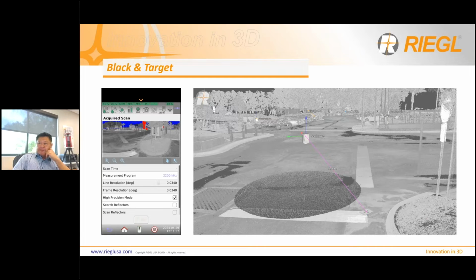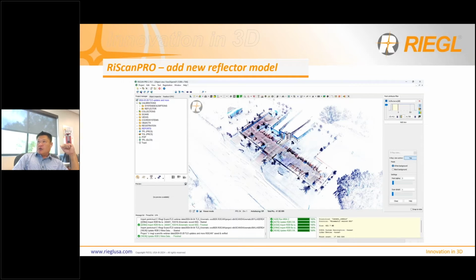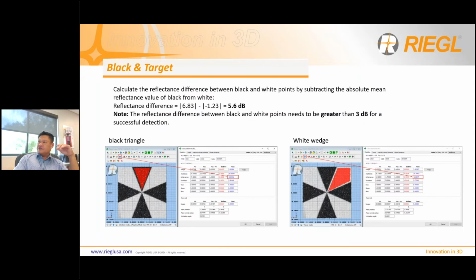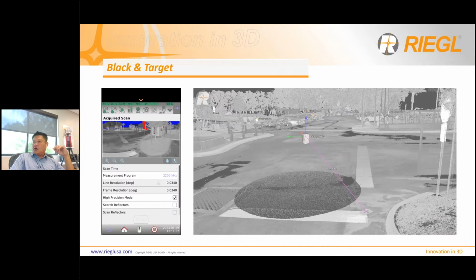Now, once you verify, and then adding new reflectors, you calculated the differences between the black and the white. The value is greater than 3 decibel, and you want to remember these values. So 6.8, and then also 1.2.